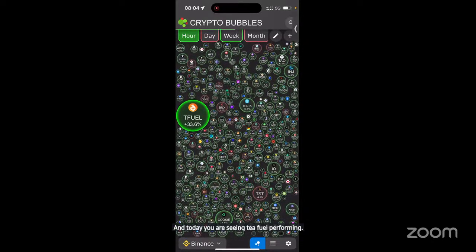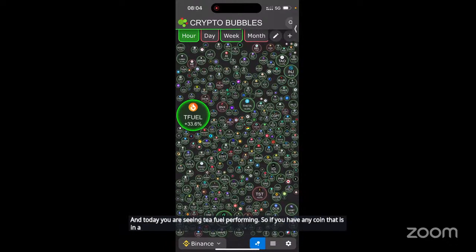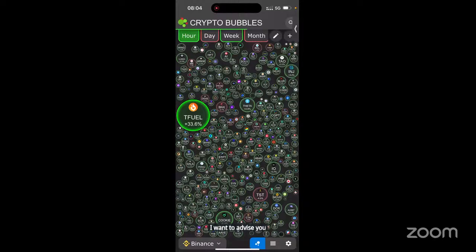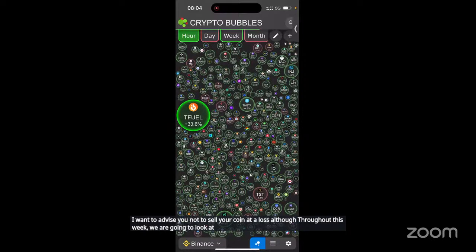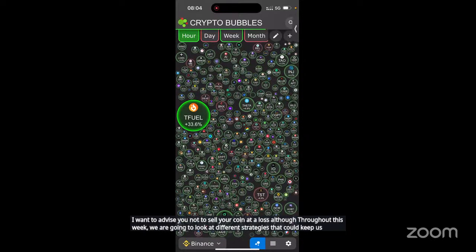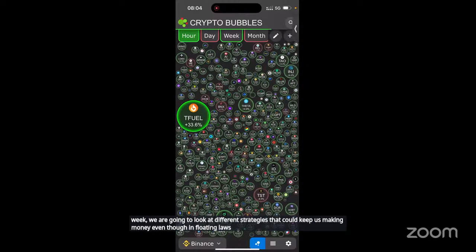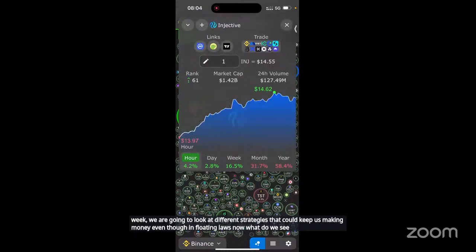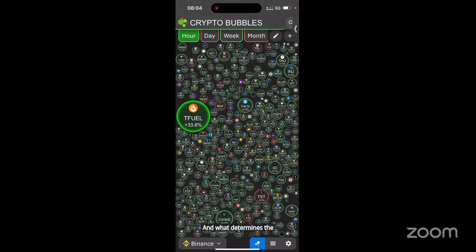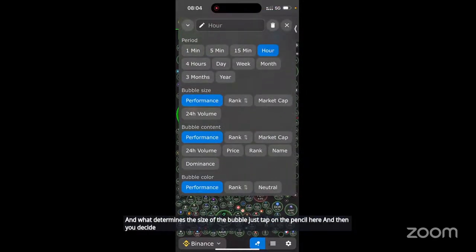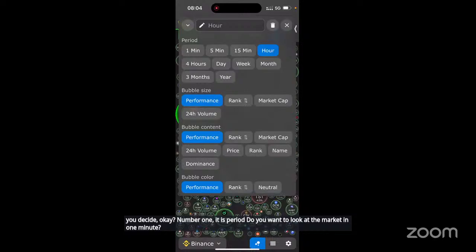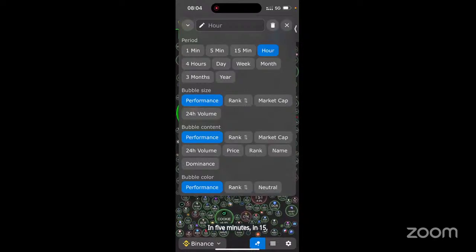So if you have any coin that is in a floating loss, I want to advise you not to sell your coin at a loss. Although throughout this week, we are going to look at different strategies that could keep us making money even though in floating loss. Now, what do we see in this bubble and what determines the size of the bubble? Just tap on the pencil here and then you decide, okay? Number one, it is the period. Do you want to look at the market in 1 minute, in 5 minutes, in 15, in 4 hours, in one day, in 1 week, in 3 months, in 1 year?